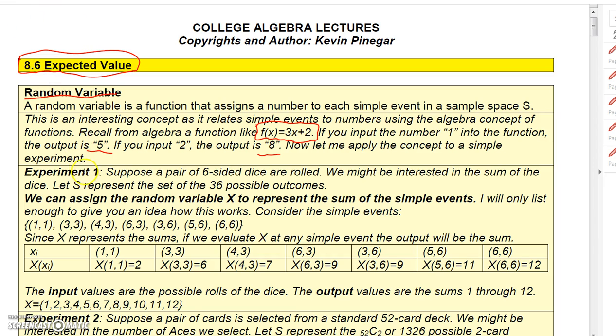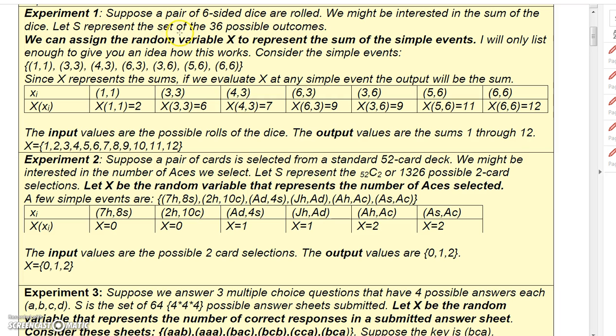Well, for a random variable, we basically have the same thing, except the input values are not going to be numbers. They're going to actually be the simple events of the experiment. And the function or the random variable is actually generally going to be literally defined to represent something.